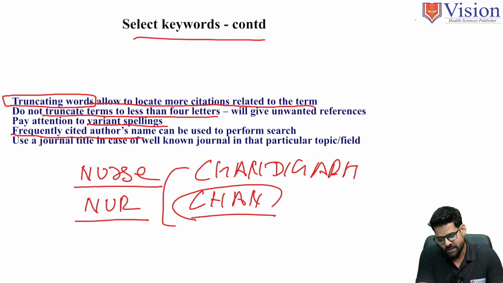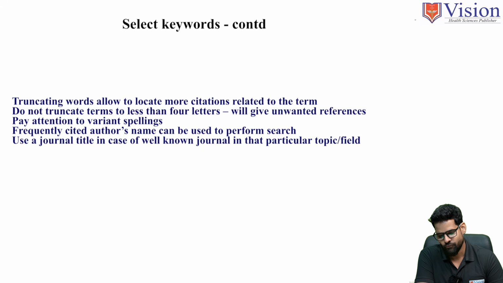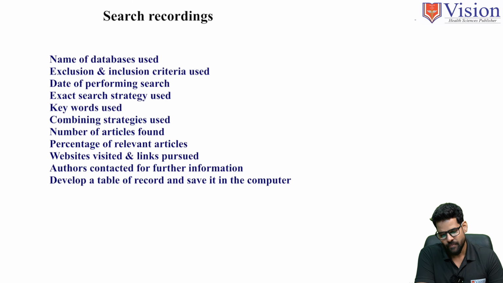A frequently cited author's name can be used to perform the search. That is a good idea, but for that you need to know the name of the author. So you can just click, those options are available. Then use the journal title in case of well-known journals on that particular topic. Like that, you can do some of these things for selecting the keywords.